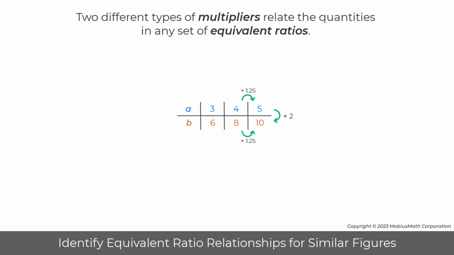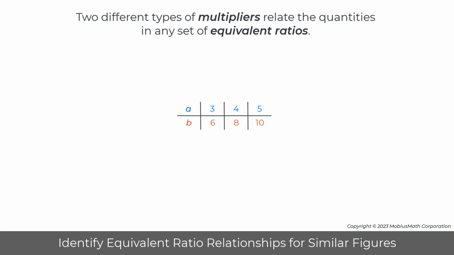Two different types of multipliers relate the quantities in any set of equivalent ratios. First, there are multipliers that relate the two quantities in any given ratio, such as 3 to 6, and in any ratio that is equivalent to the given ratio, such as 4 to 8 or 5 to 10. Since this multiplier relates to two quantities within each equivalent ratio, it can be called the internal ratio multiplier.